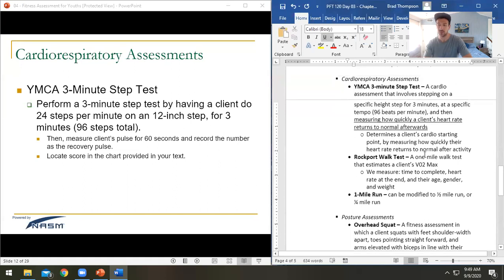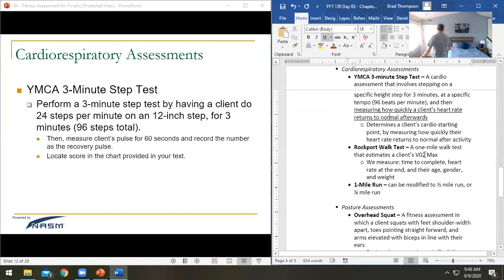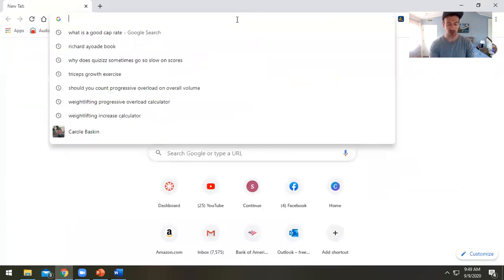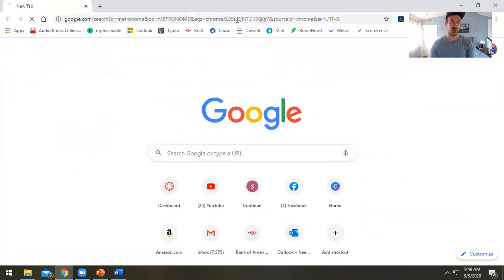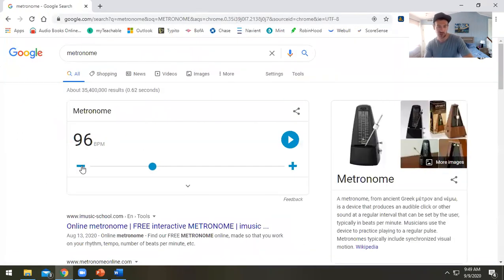And when I say 96 beats per minute, what I mean is you're going to be on the step and it's going to go right, left, right, left. That was 4 steps. 1, 2, 3, 4. 1, 2, 3, 4. And so what you want to do is play a little metronome, and every trainer should have a metronome app on their phone. But Google's got one that's free, and you literally just turn it to 96 beats and that's the pace that they're going to go at.